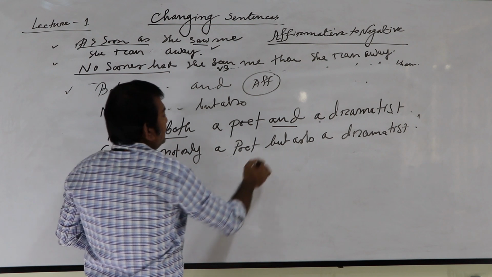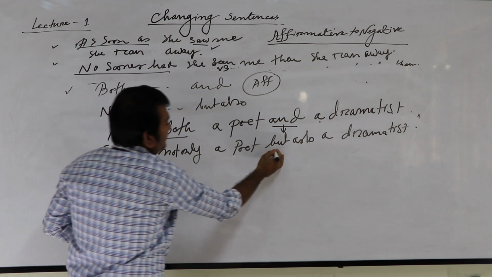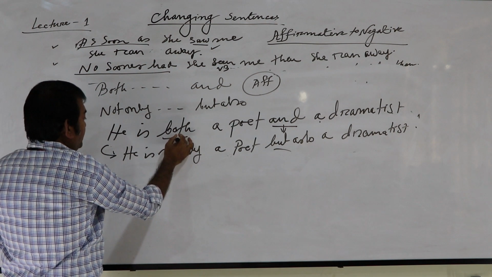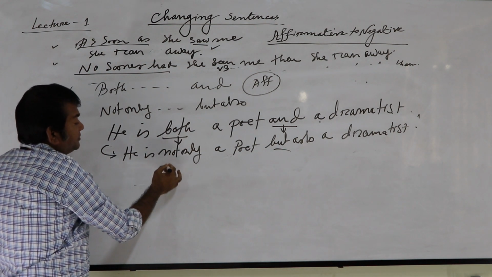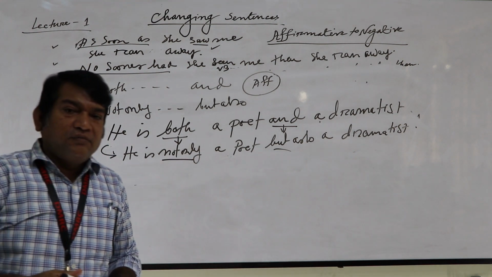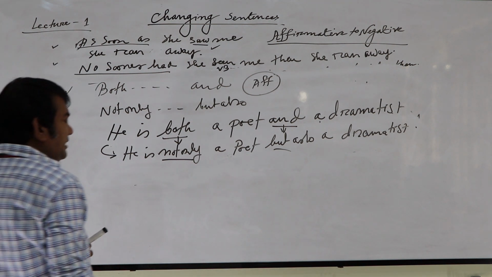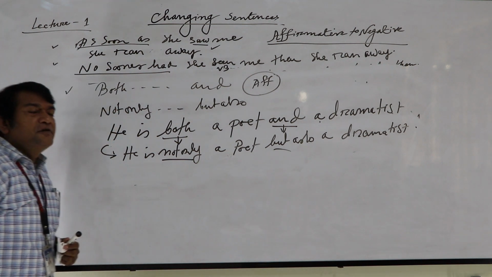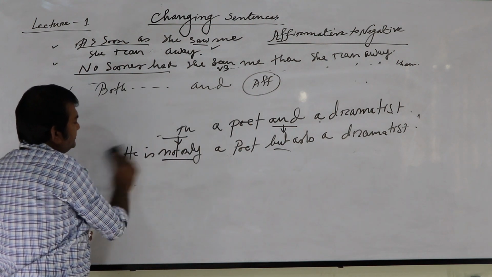Follow me please. In place of and, we have used but. And then instead of both, we have already used not only. So if the sentence having both and, you must use not only but also. Not only but also. Then another rules.